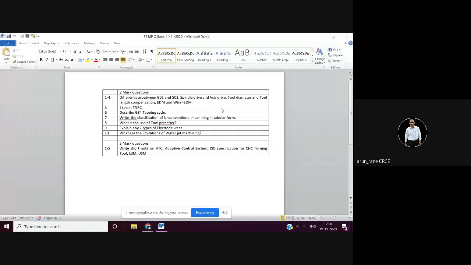Then you will take that boring bar to the tool presetter which I have shown in the videos, where, if you remember, we used to clamp.